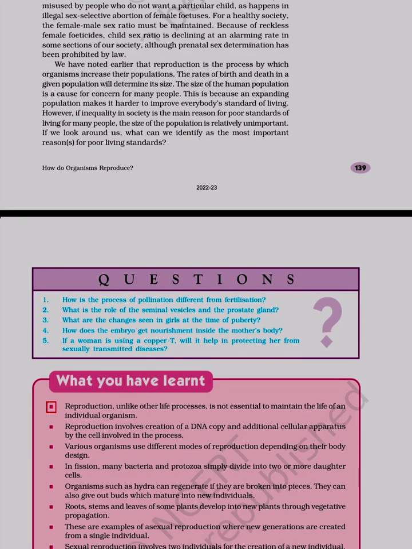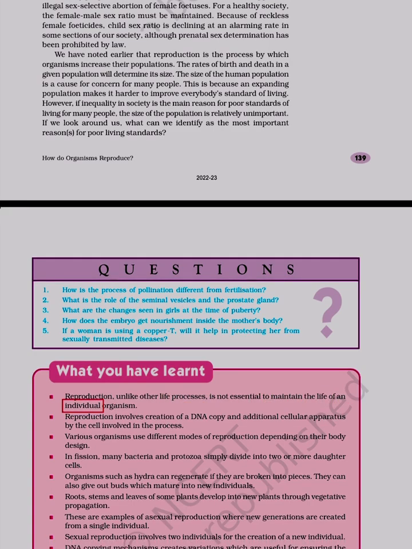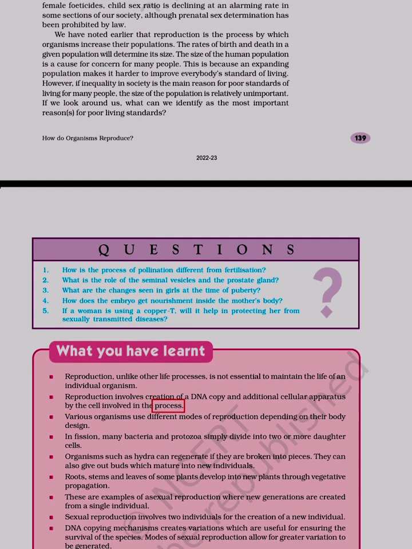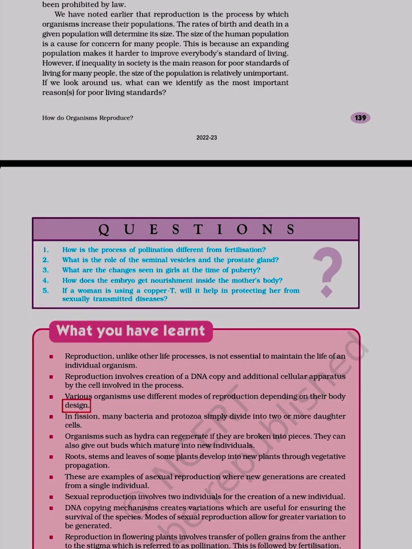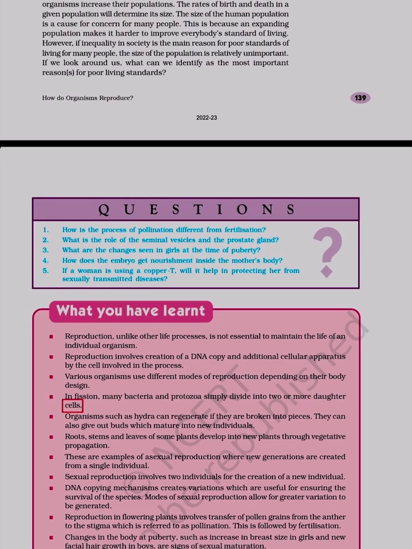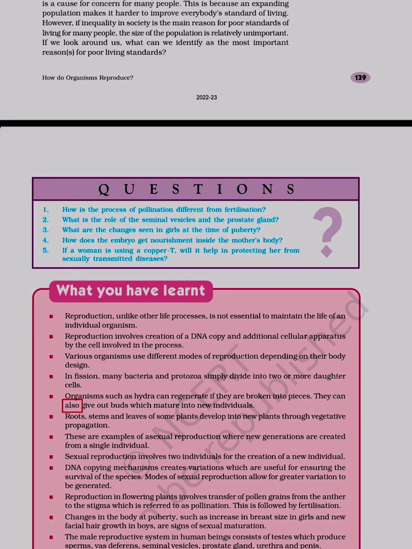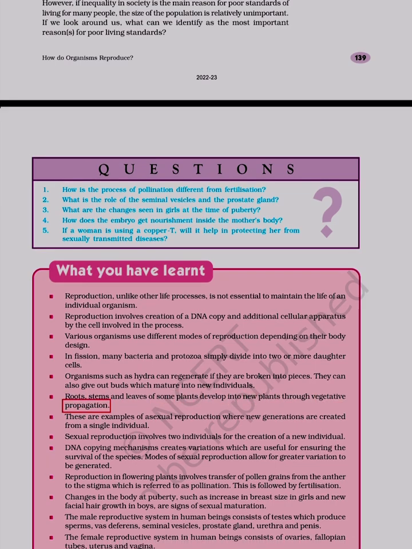What you have learned. Reproduction, unlike other life processes, is not essential to maintain the life of an individual organism. Reproduction involves creation of a DNA copy and additional cellular apparatus by the cell involved in the process. Various organisms use different modes of reproduction depending on their body design. In fission, many bacteria and protozoa simply divide into 2 or more daughter cells. Organisms such as Hydra can regenerate if they are broken into pieces. They can also give out buds which mature into new individuals. Roots, stems and leaves of some plants develop into new plants through vegetative propagation.